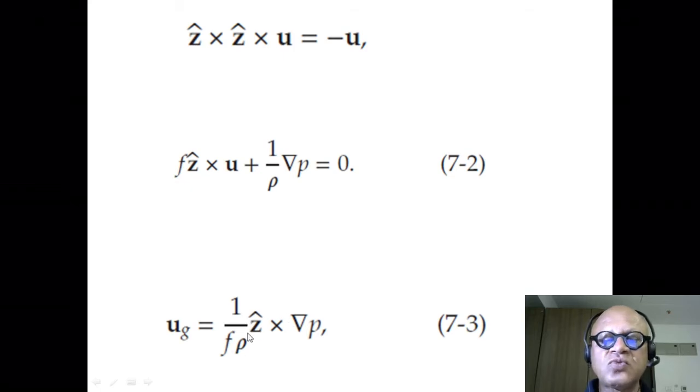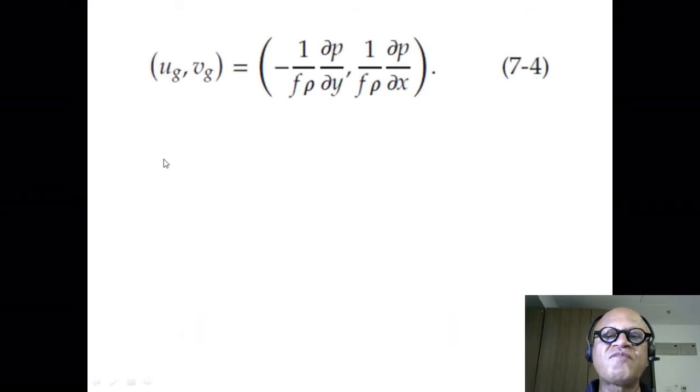Okay, so we haven't said anything about rho. Obviously, we have said before that it's an inconvenient variable because it's not easy to measure, and we will end up obviously using our ideal gas law to express it in terms of temperature soon enough. Okay, so this is now the geostrophic velocity vector related to the gradient of pressure.